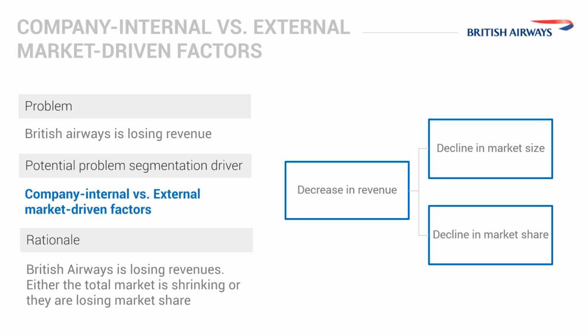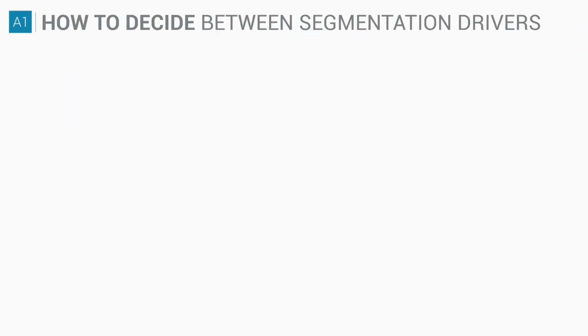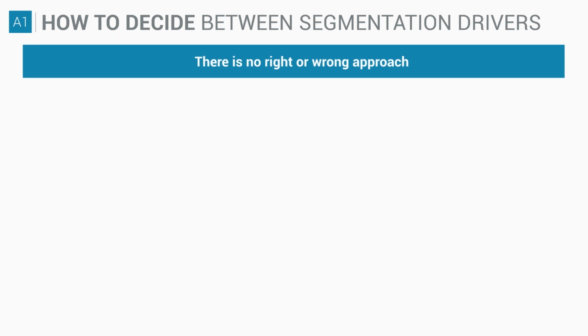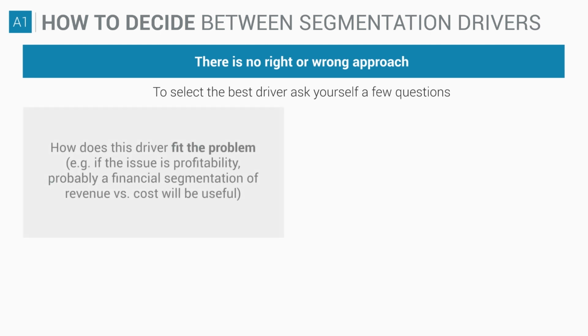We have looked at several ways to segment an issue. Now we arrive at the question, how do you decide which of these segmentation drivers to use? Depending on the problem we're facing, different approaches may be more or less useful. Always remember, there is no right or wrong approach. To select the best driver, ask yourself a few questions, including, how does this driver fit the problem? For example, if the issue is profitability, a financial segmentation of revenue versus cost will probably be useful.